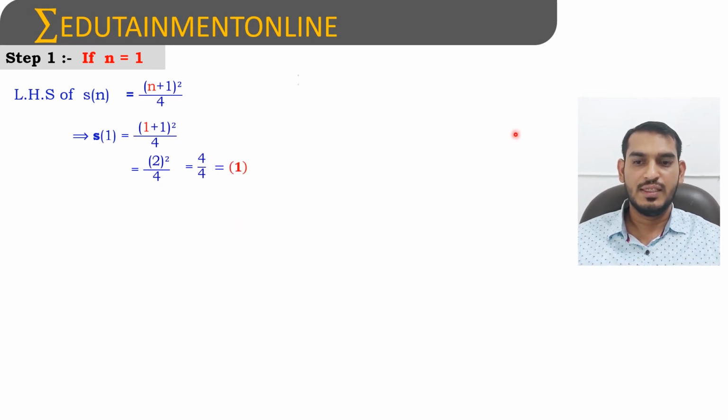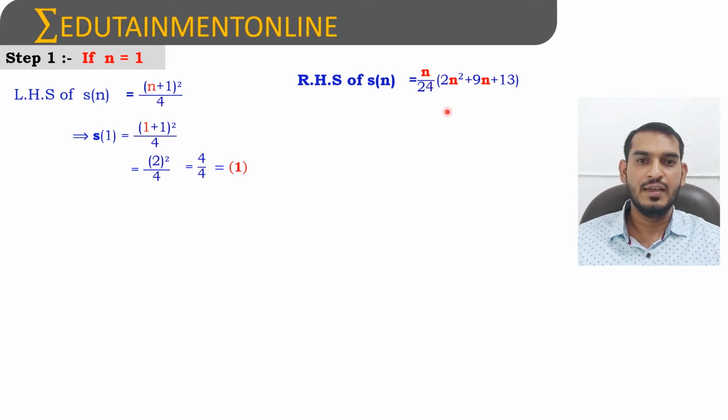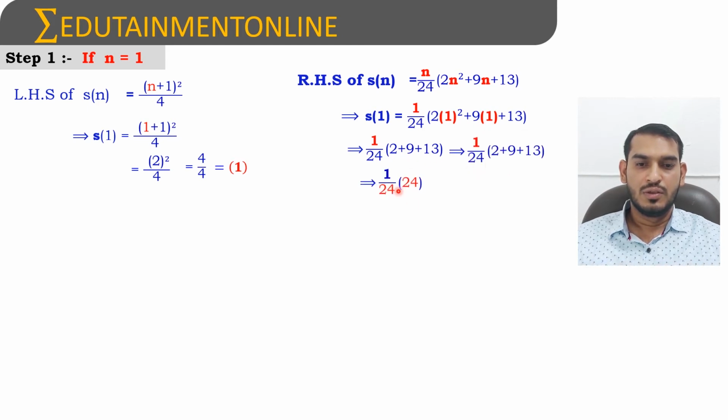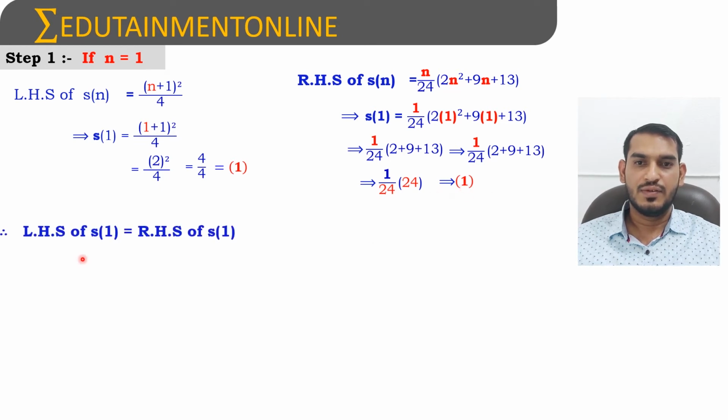Now for the RHS, substituting the value 1 in place of n in the RHS of the given statement, which is n by 24 into 2n square plus 9n plus 13. So 1 by 24 into 2 into 1 square plus 9 into 1 plus 13. So 1 by 24 into 2 plus 9 plus 13, which is 24. So 24 and 24 get cancelled and the answer is 1. Therefore LHS of S of 1 is equal to RHS of S of 1. Therefore S of 1 is true.